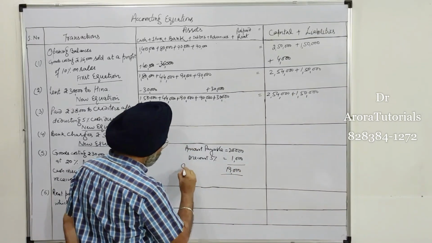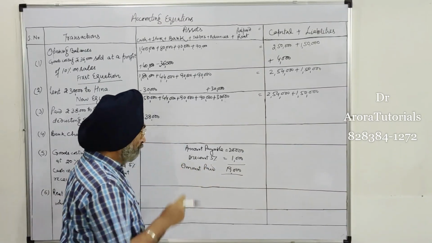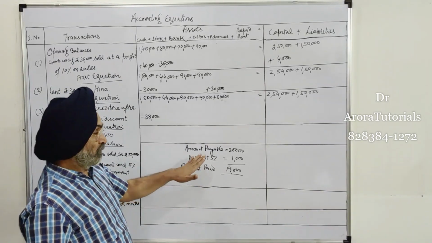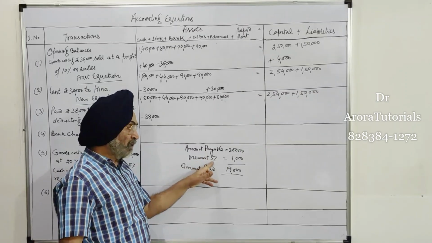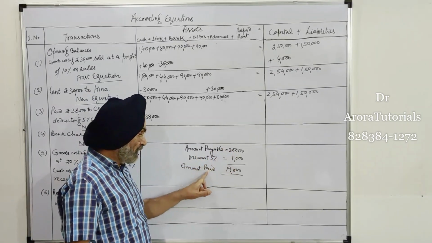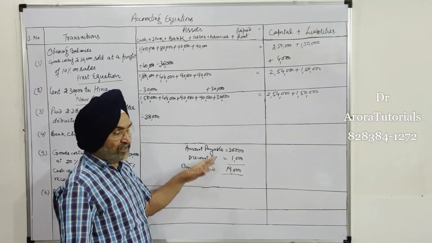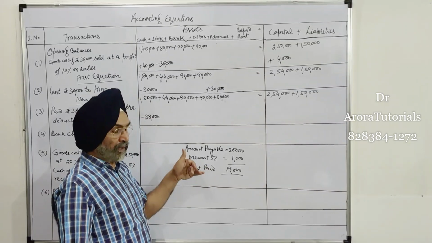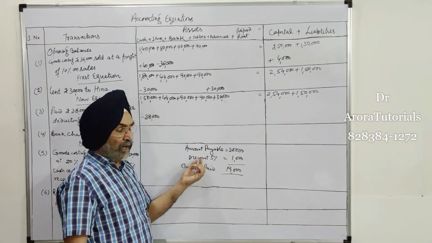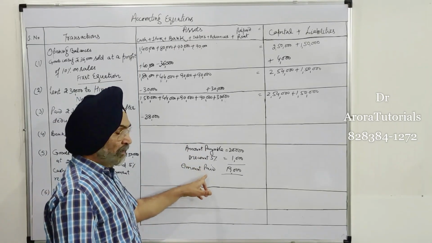So 19,000 is the amount paid. Payable amount minus discount is the paid amount. Now see here, we have calculated 5% of the amount payable, not 5% of the amount paid. Discount is calculated on the amount payable or on the amount receivable, not on the amount paid or the amount received. But here we are not given the payable amount, we are given the paid amount.